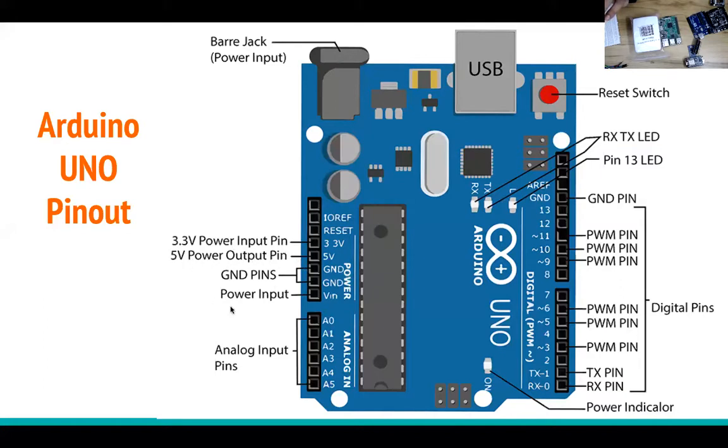These are the ground pins, power input pins. USB is required for programming and for serial communication, and for power input. You can give the power input through the adapter. Actually, there's a power adapter also there. Some analog input pins are there to connect different sensors. Okay, so these pinouts are very simple.